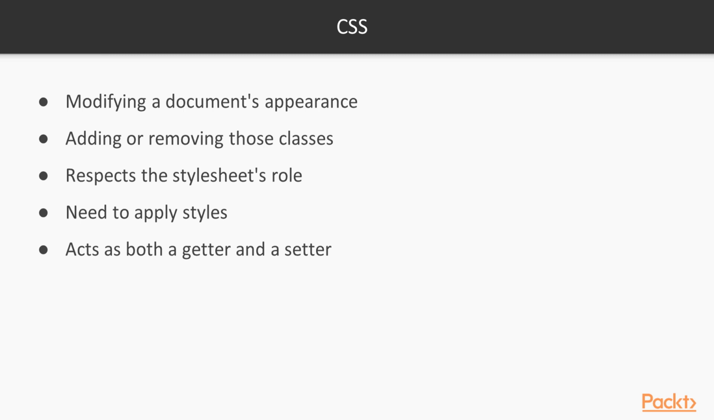However, there may be times when we need to apply styles that haven't been or can't easily be defined in a style sheet. Fortunately, jQuery offers the .css method for such occasions. This method acts as both a getter and a setter.